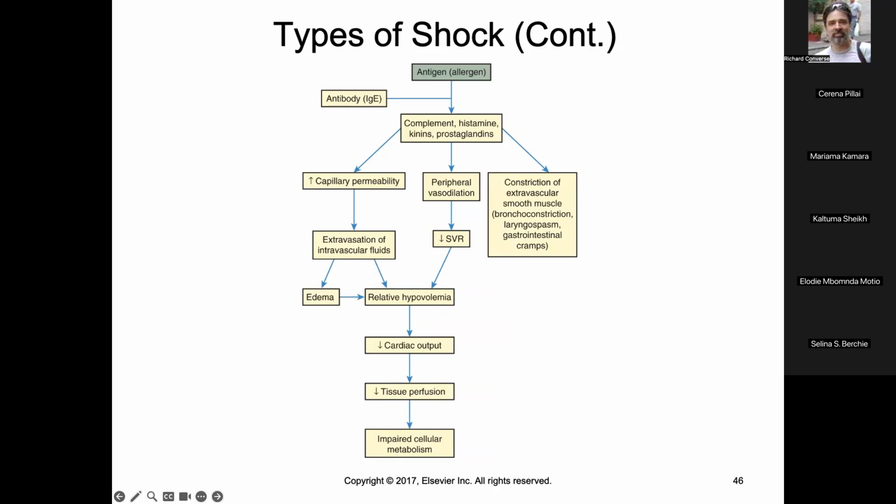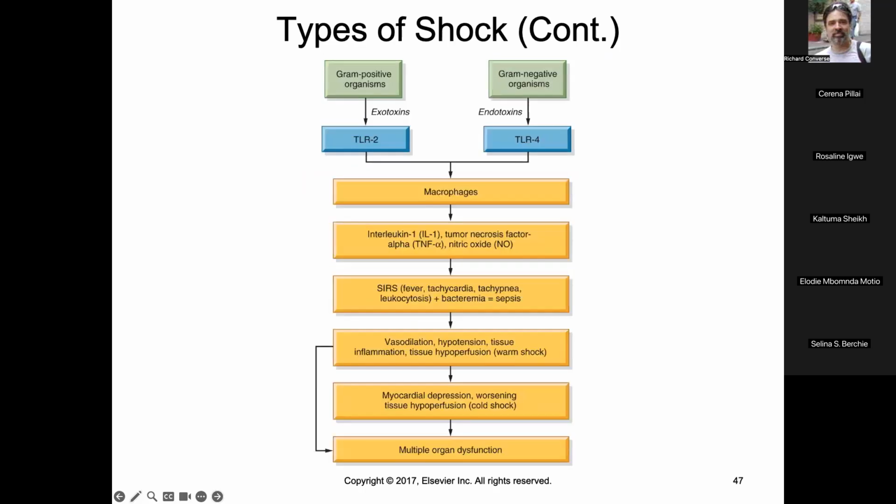We get global histamine and cytokine release. We get dilation, systemic dilation of blood vessels, and that reduces your blood pressure dramatically. Okay. We get relative hypovolemia, a reduction in cardiac output, reduction in tissue perfusion, and a drop in cellular metabolism. Okay.